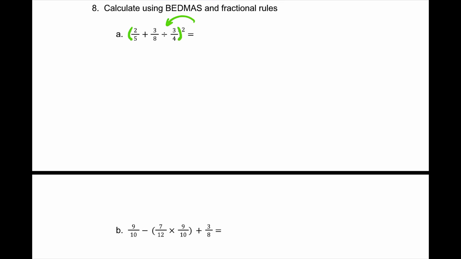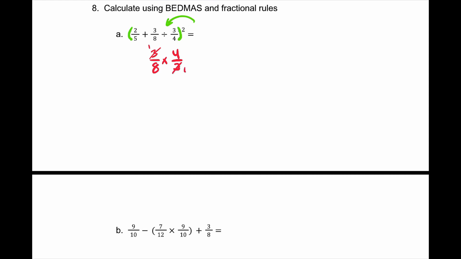So next we're going to move to division and multiplication. There is some division right here, which is going to be the 3/8 divided by 3/4. So I'm going to rewrite that as 3/8 times 4/3. Now you should note here that the 3 can be canceled down to 1 because there's another 3 here on the bottom.